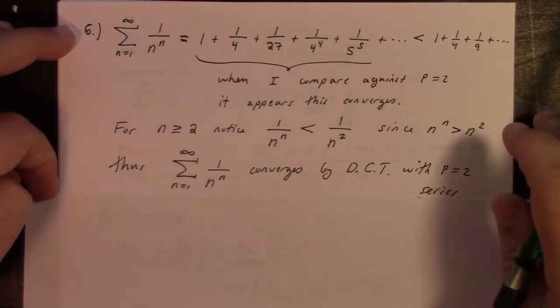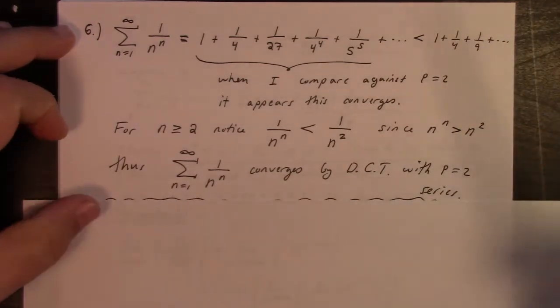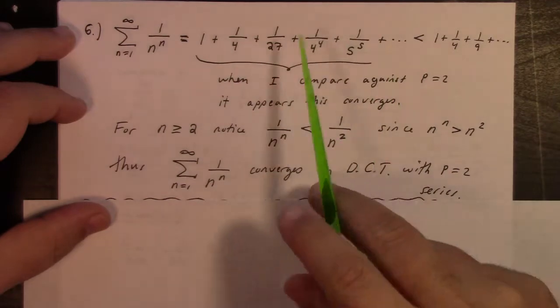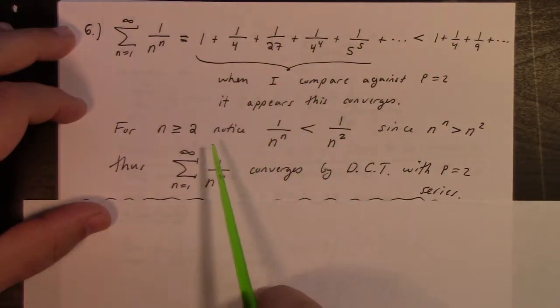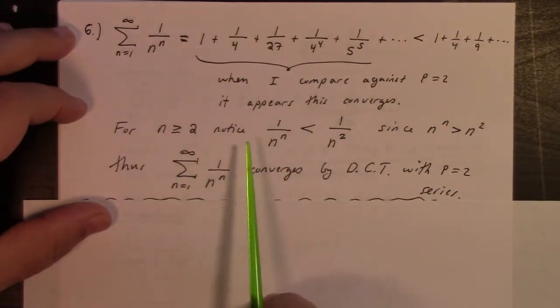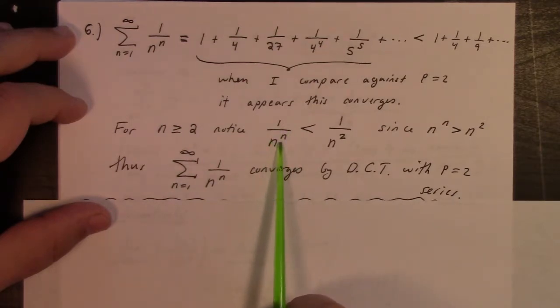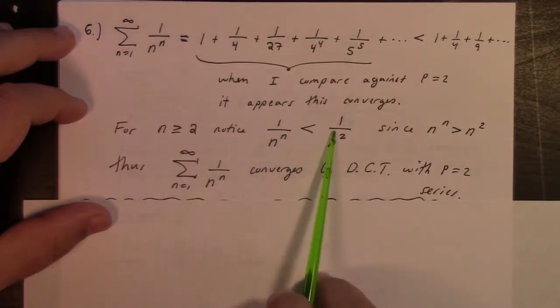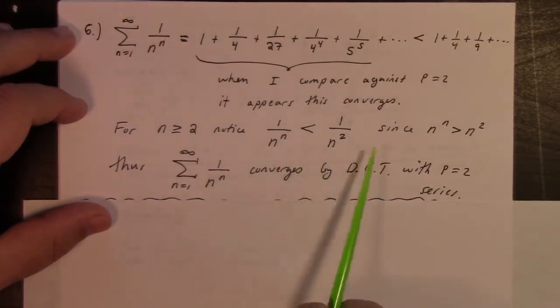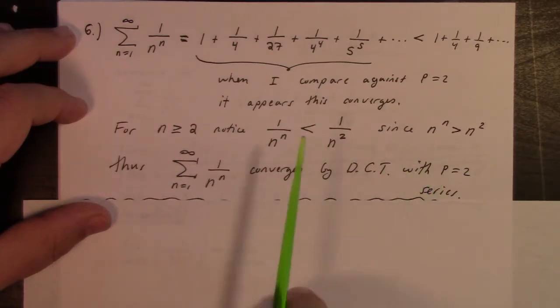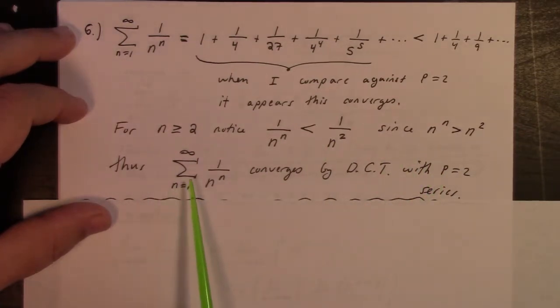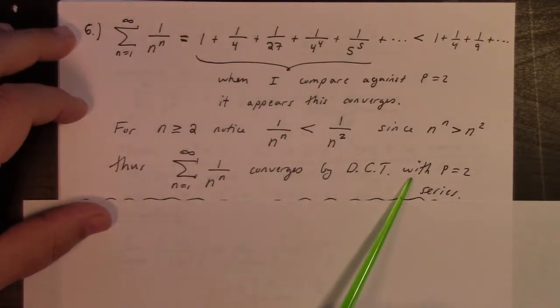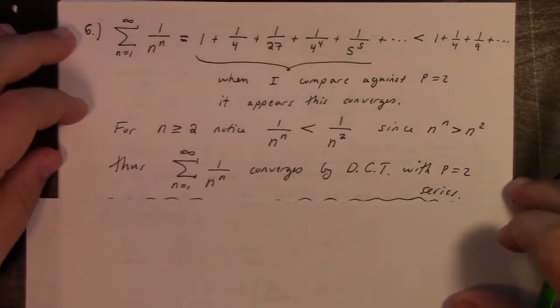Oh, actually, I didn't do that. I mean, I did that directly. I just decided I'm going to use the direct comparison test, because for n greater than or equal to 2, we have 1 over n to the n is less than 1 over n squared. But I know that the series for 1 over n squared is the p equals 2 series, which converges, so it follows that the sum from n equals 1 to infinity of 1 over n to the n converges by direct comparison to the p equals 2 series.